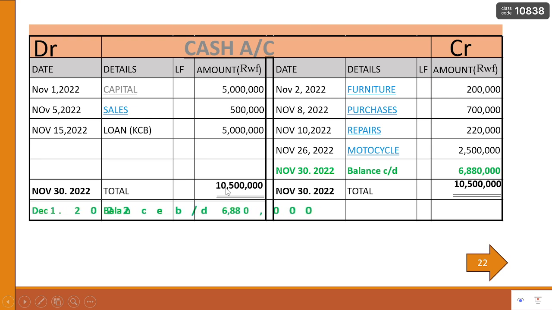And lastly, we bring the balance carried forward to the opposite side, which has the greater amount, and we write it with the next date, the beginning date of the new month. The balance brought down is 6,880,000.